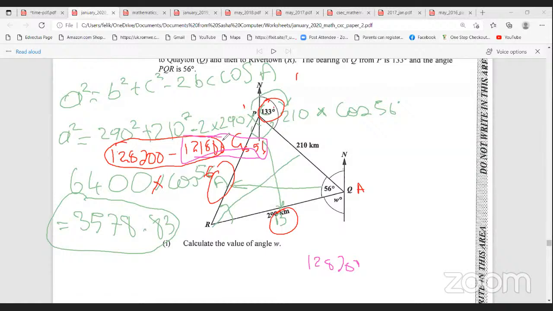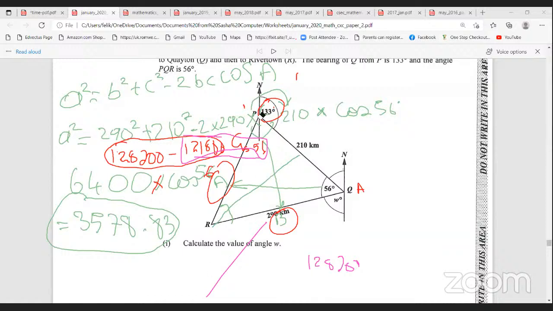The next part is now, let me check the next part. 2 times 290 times 210. All right, 121,800, that's correct.